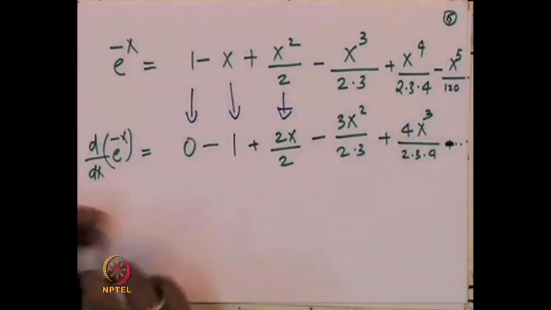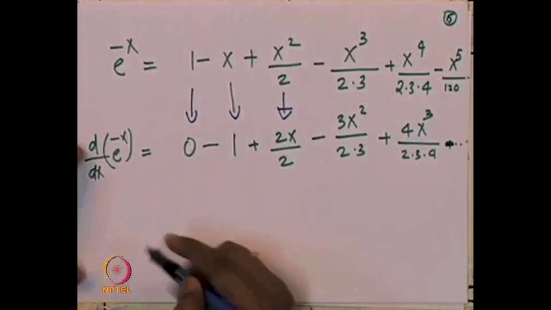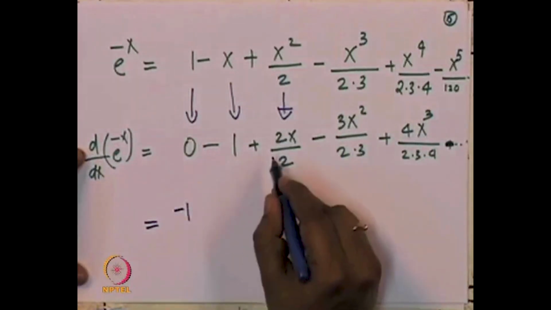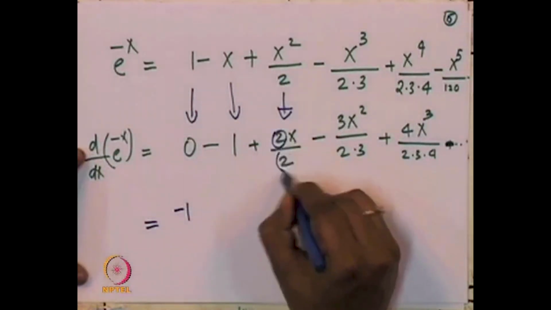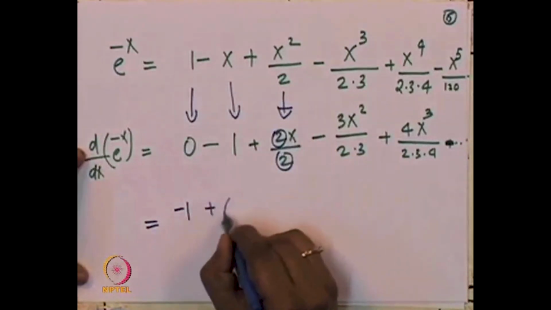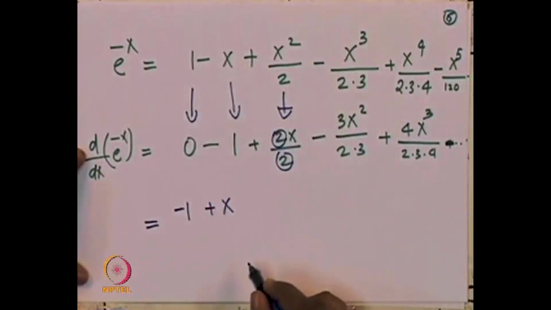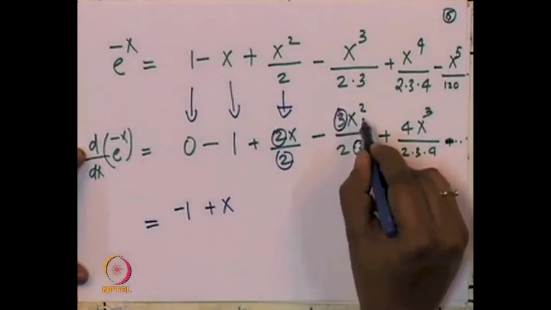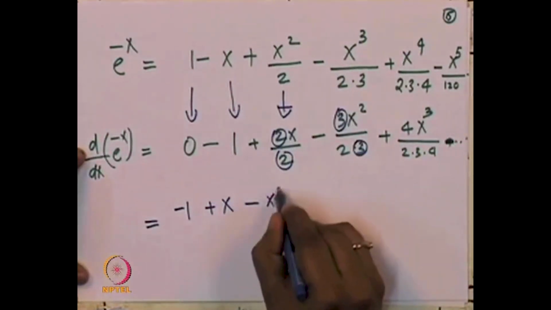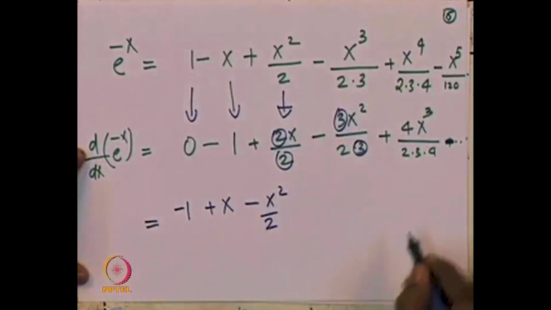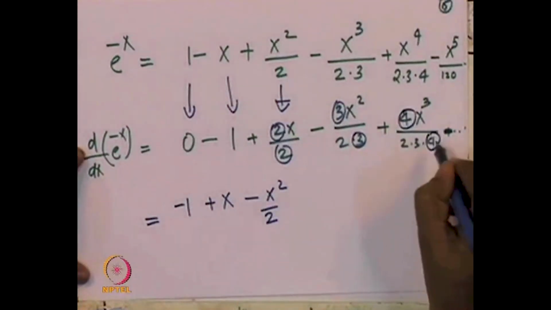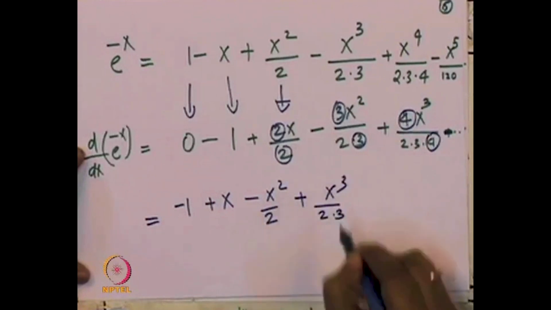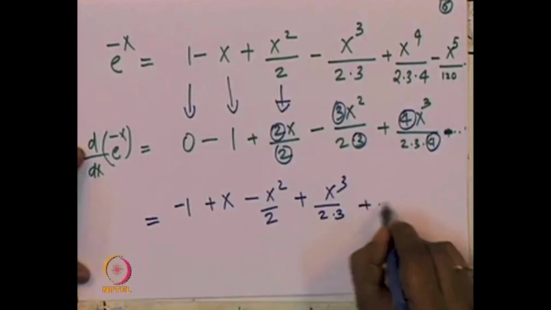Now if we rewrite this, what do we get? The first term is minus 1. In the second term, this 2 and this 2 cancel, so it is just plus x. In the third term, this 3 and this 3 cancel, so you have minus x square by 2. In the next term, this 4 and this 4 cancel, and what you have is plus x cube by 2 into 3, and so on.